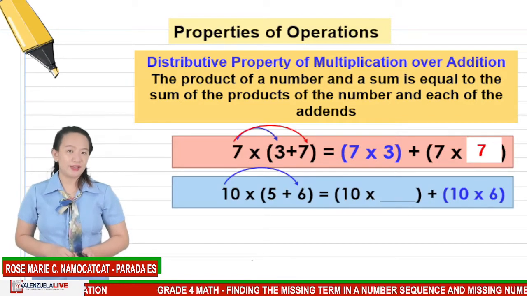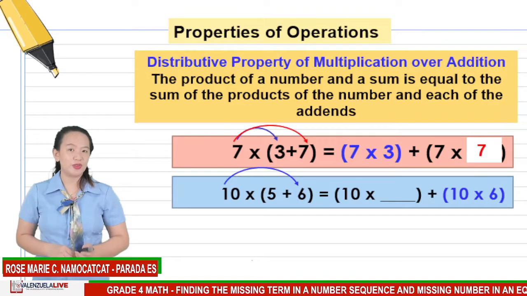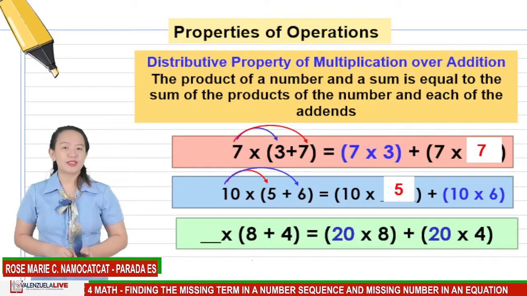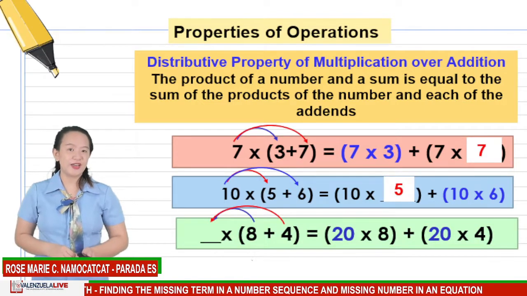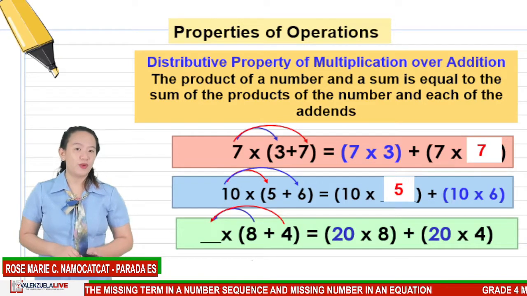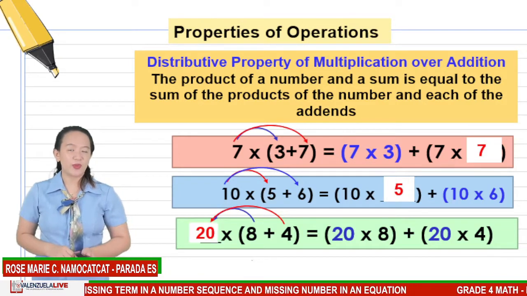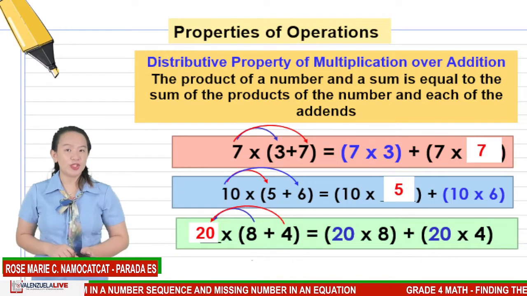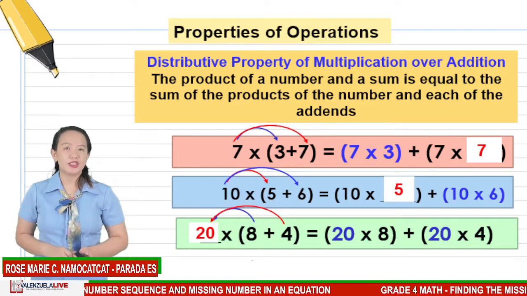The next one, we have the given 10 times 6, just distribute. So, it should be 10 times 5. The next number, so you can see here, we distribute what number in 8 and 4? The number is 20. Great. So, it shows the distributive property of multiplication over addition.